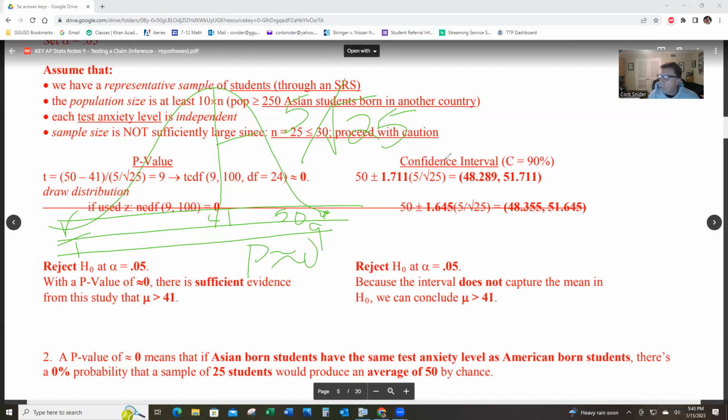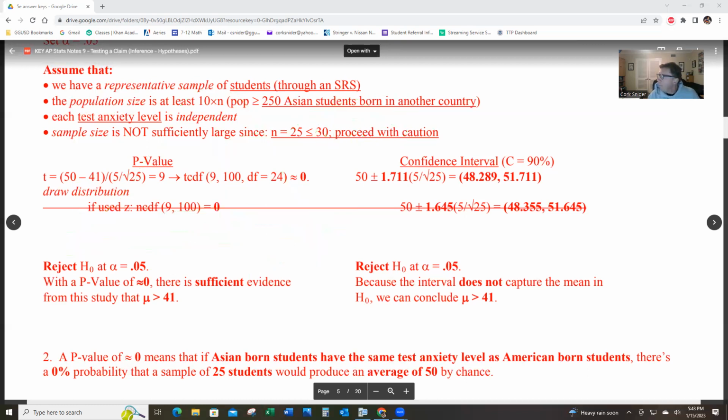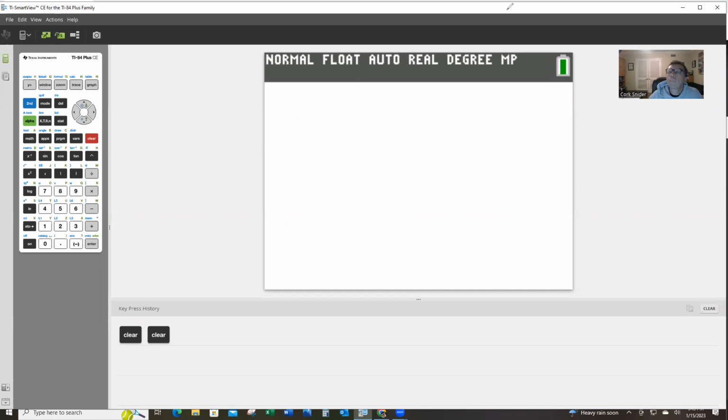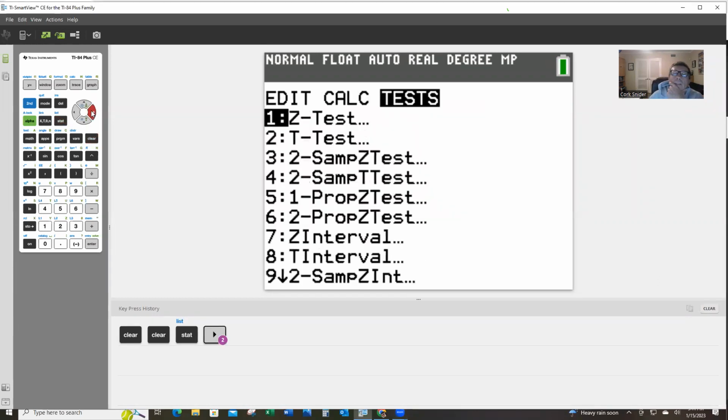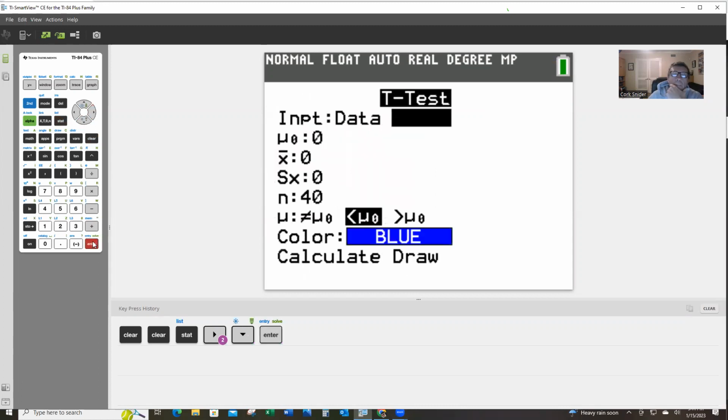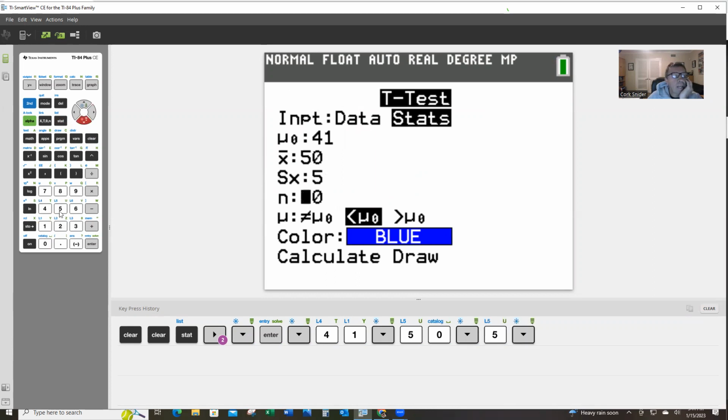You're probably going to do this work on your calculator, so let me bring that in here. We're going to go stat tests, and we're going to do a t-test. No problem. And then the data: 41 was our H0, Ha. X bar, the sample of 25 came in at 50. The standard deviation was 5 and the sample size was 25. We're going to front load all that. And we're going to do greater than. So it's going to be greater than right there.